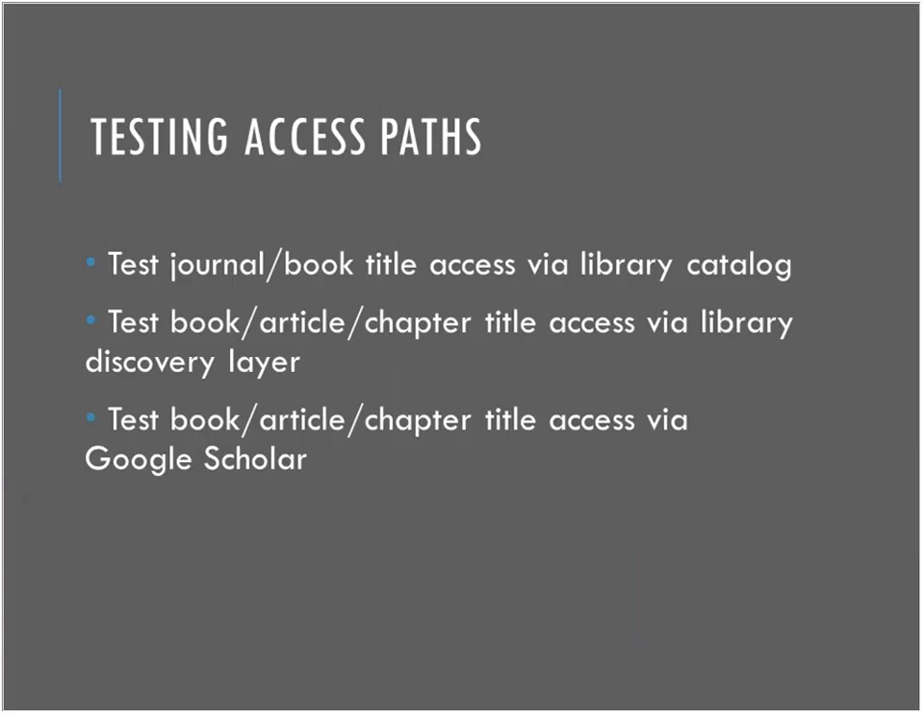We would then take the citation from the email, and we would test it in three different access paths. The first was testing at the journal or book title level via our library catalog. The second was to test at the book, article, or chapter title, whichever was the deepest we could go, via our library's discovery layer. And the third was to test it at the book, article, or chapter title level via Google Scholar. We also kept track of all of this information so that at the end of the school year, my assistant and I were able to look at the canceled requests in ILLiad to see if we could discern any patterns in the kinds of linking problems that we discovered through the process. And sure enough, we did.